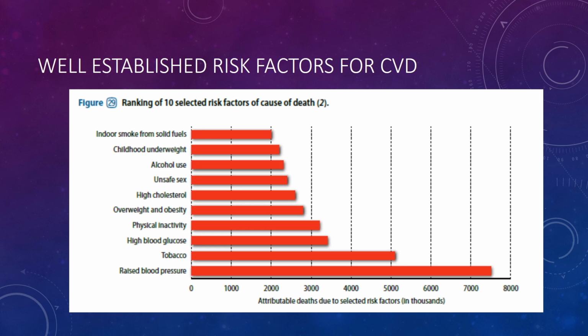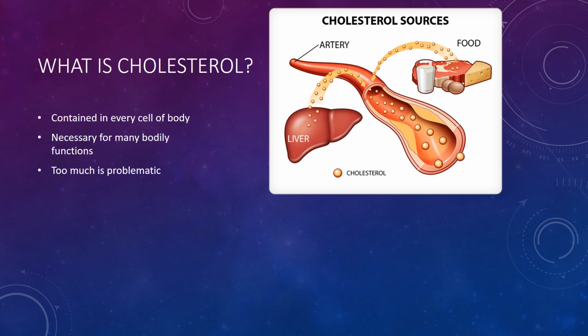What I want you to notice, though, specifically with physical inactivity, is that physical inactivity is actually a risk factor for a lot of these other risk factors. So physical inactivity is related to high cholesterol, overweight and obesity, high blood glucose, and raised blood pressure. And so in some ways, it's probably the most important one. If we could change physical inactivity, we could have a very great impact, because it would change all of these other risk factors also.